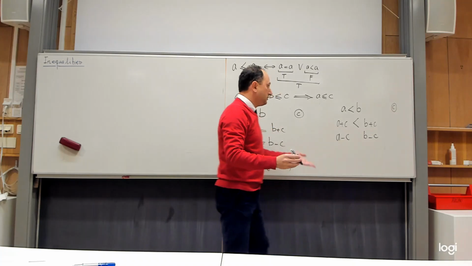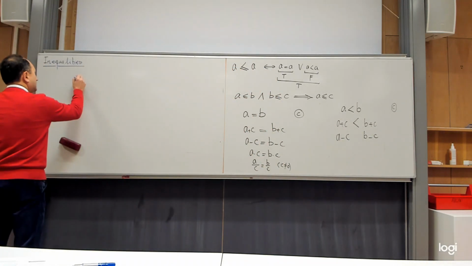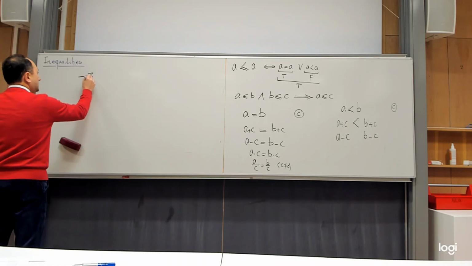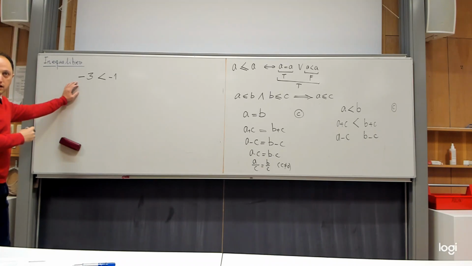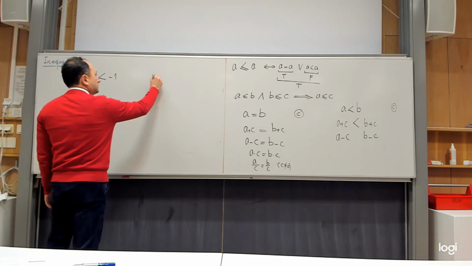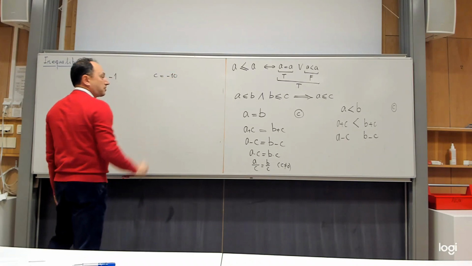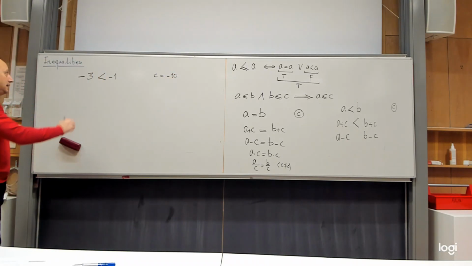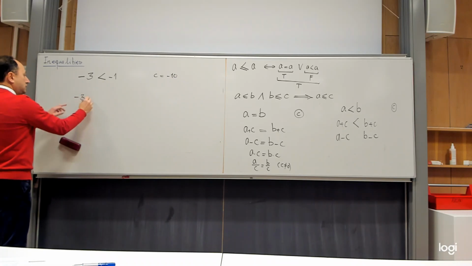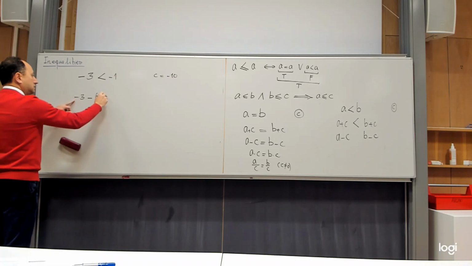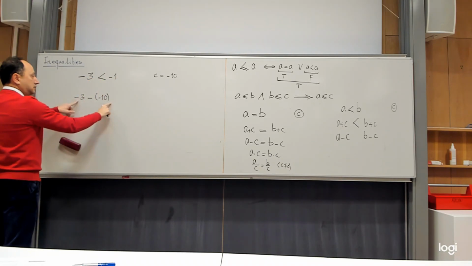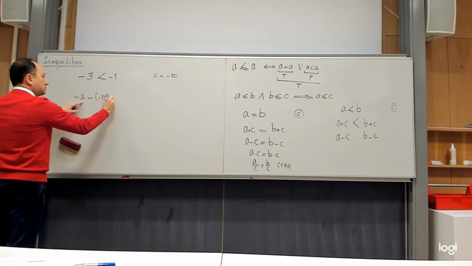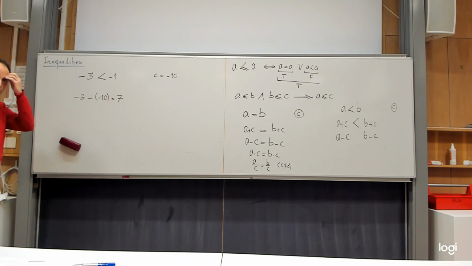Do you agree that this is a true statement? Minus 3 is less than minus 1. This is true or false? It is true. Minus 3 is less than minus 1. Okay, let me choose a negative number, for example, minus 10. Then I would write minus 3 minus minus 10. I am subtracting my number from the left-hand side. Minus 3 is my number, and I subtract minus 10 from it. It becomes positive 7. Yes?